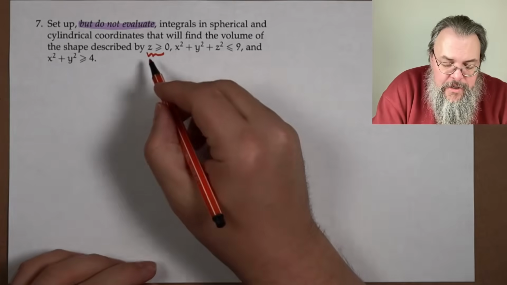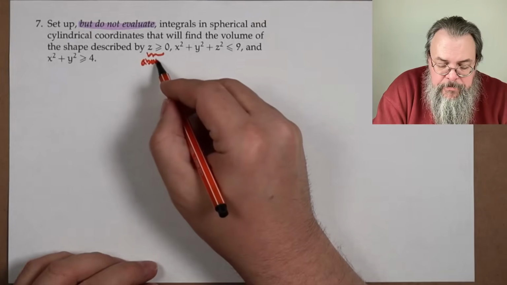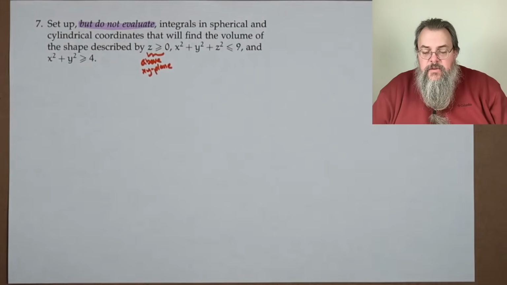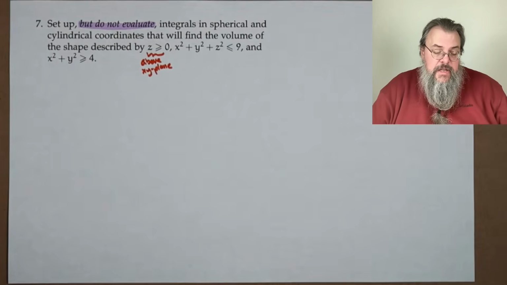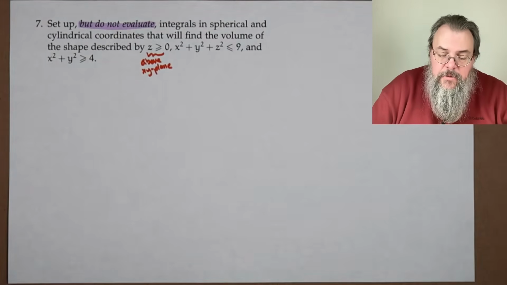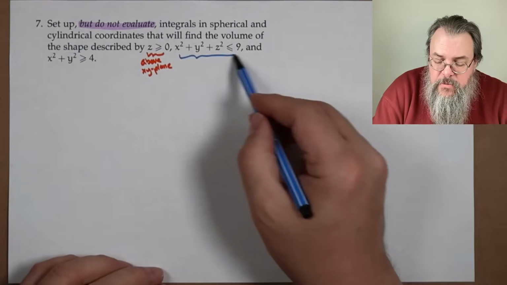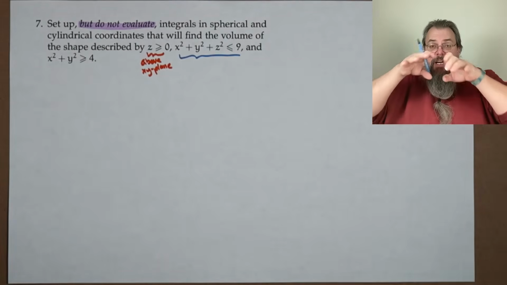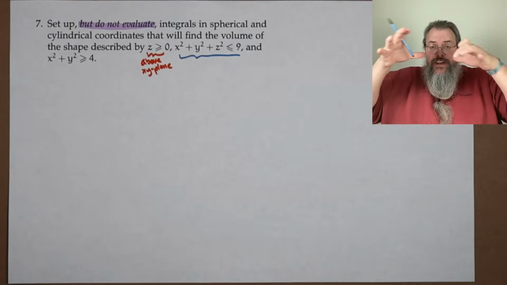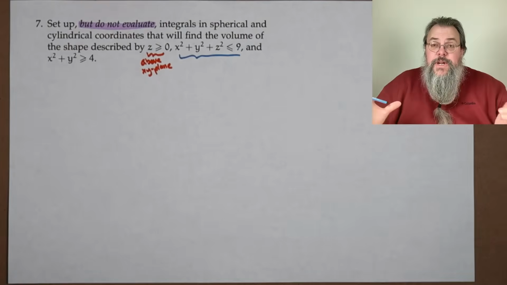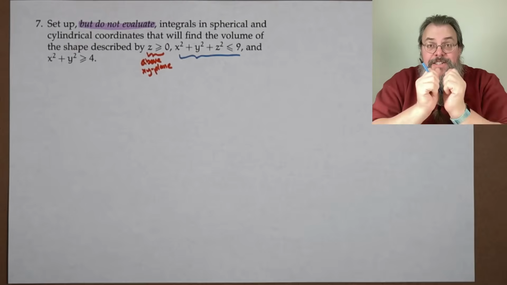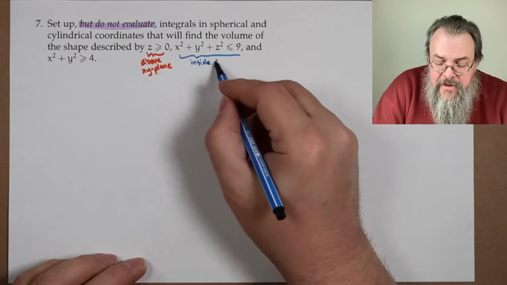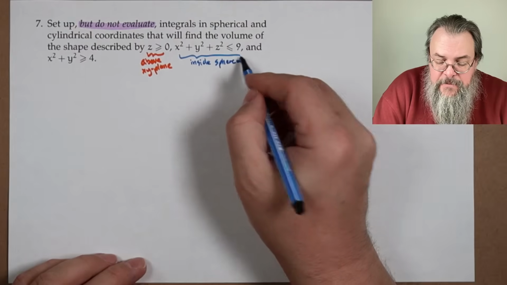So we are above the xy plane. Now, the next one, x squared plus y squared plus z squared less than or equal to 9. Well, again, think about just what does equality look like. x squared plus y squared plus z squared equals 9 is a sphere. If we want to be less than or equal to 9, we are going to be on the inside. Okay, so this is inside a sphere of radius 3.